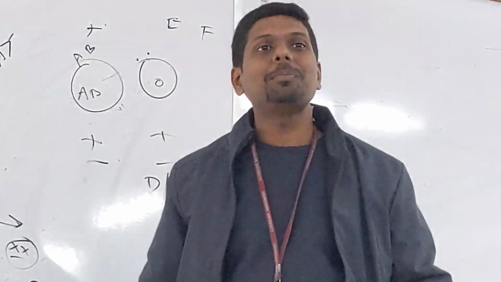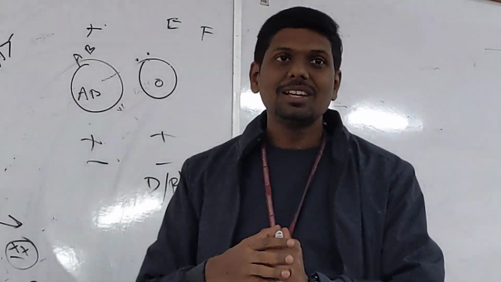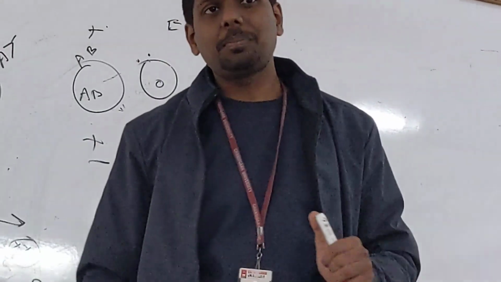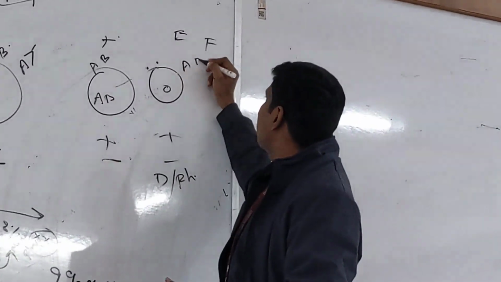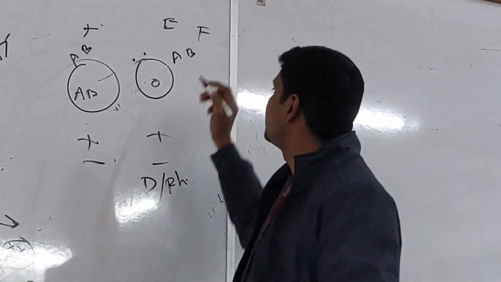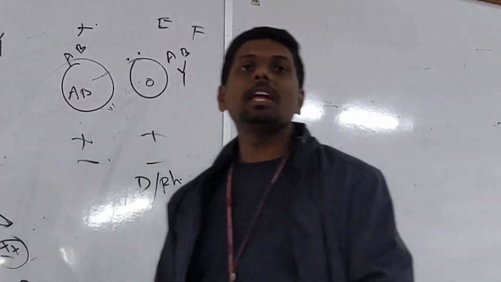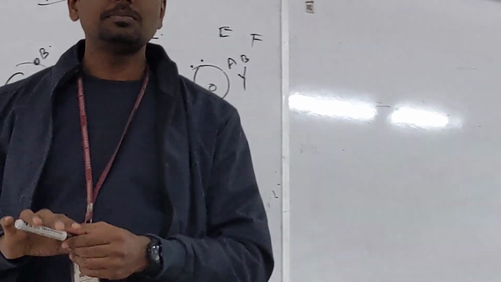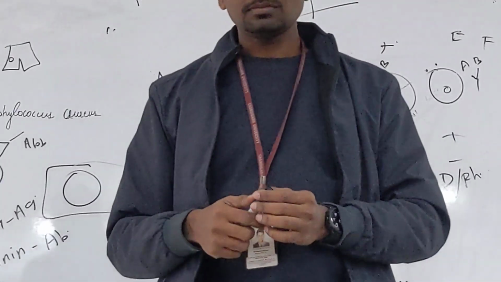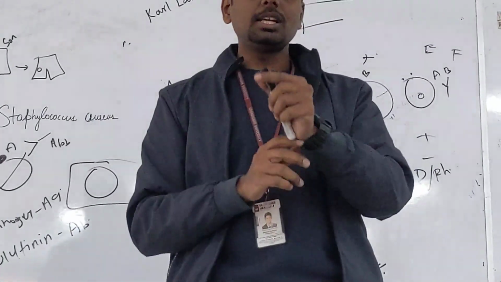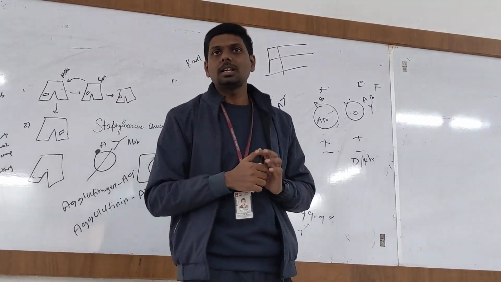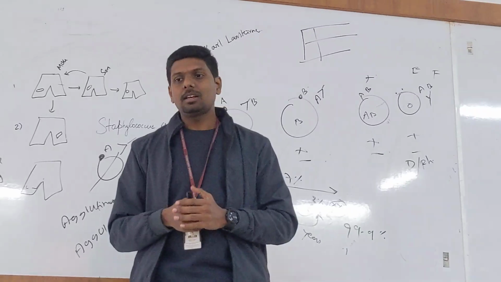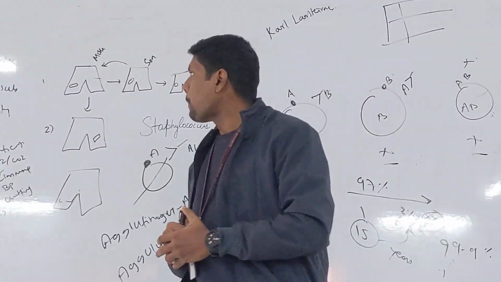In AB group individuals, they don't have both A and B antibodies. How can they have them? Because both antigens are present, so both antibodies are absent in their plasma. And last and final, in the O group, both A and B antibodies are present. Is it clear so far? What antigens are on the surface of the red blood cell and what antibodies are present in the plasma.